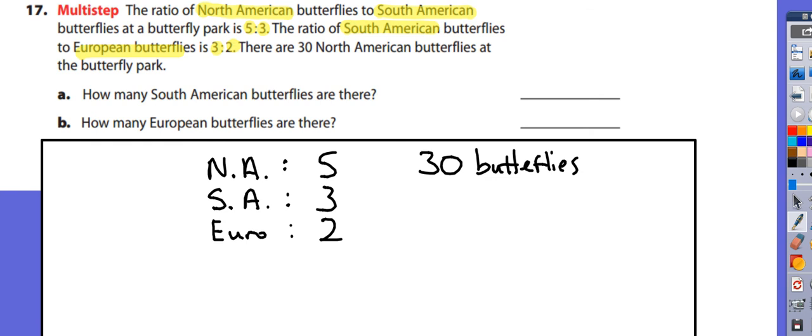So there should be a fairly visible and obvious hint on what to do to figure out the number of South American butterflies. That's question A. And the number of European butterflies. That's question B. There's your hint on number 17. Go ahead and try that. After you've solved number 17, you may resume the video and we will check out number 19.